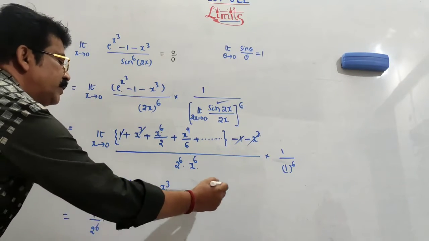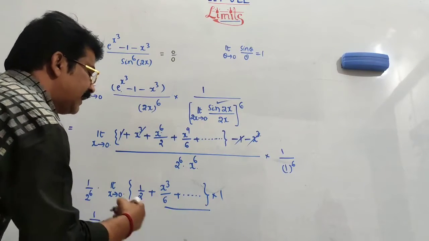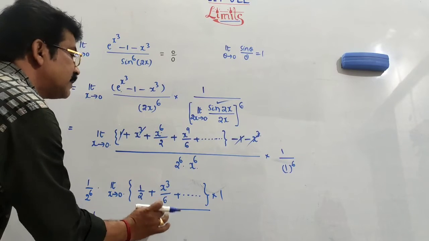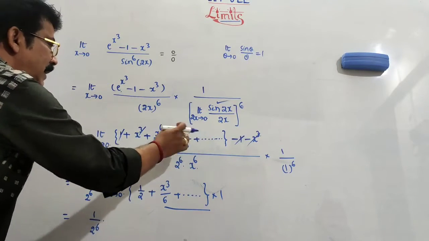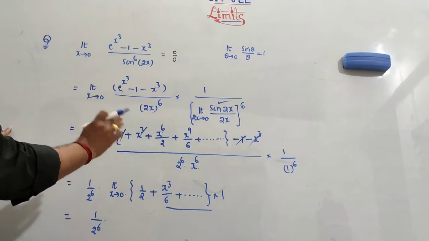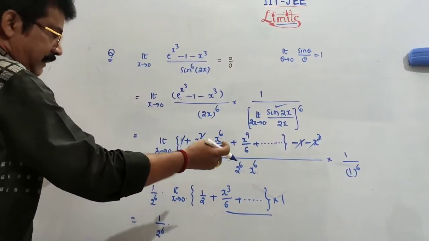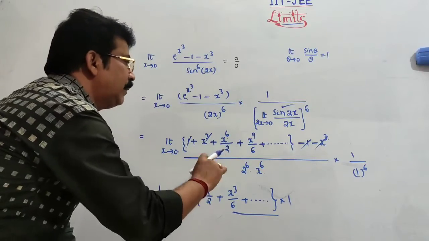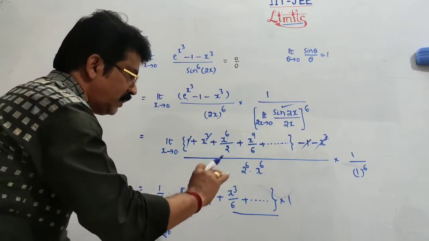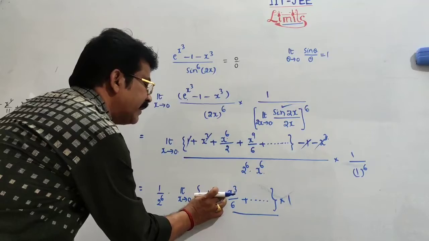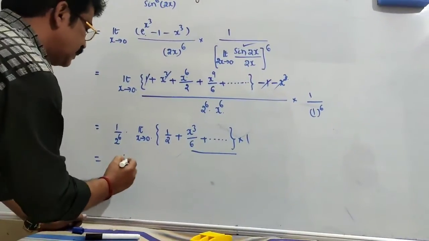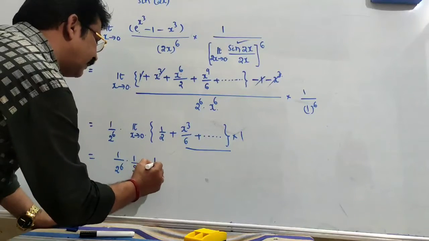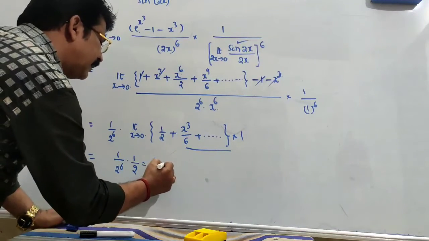By putting x equal to 0, from here we continuously get 0 cubed, 0 by 6, 0. The next term is x cubed whole to the power of 4, like that. There is also x, and by putting x equal to 0, the term becomes 0. So it remains only 1 by 2 power 6 times 1 by 2, which is equal to 1 by 2 power 7.